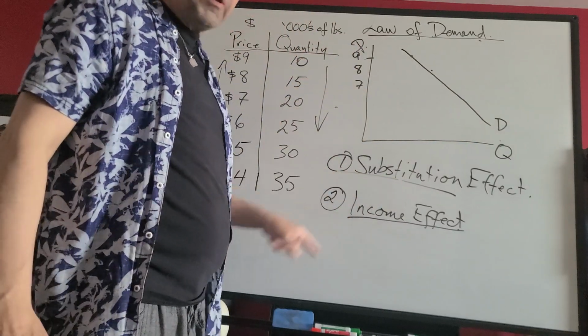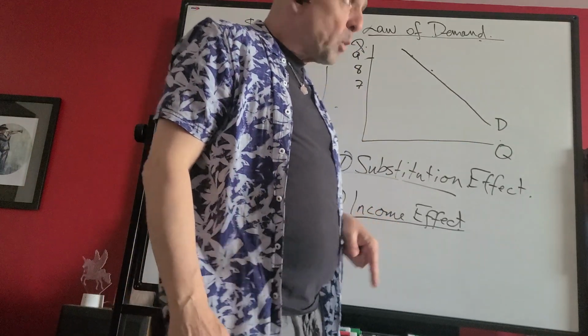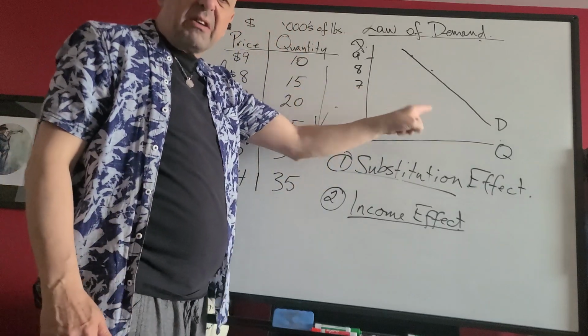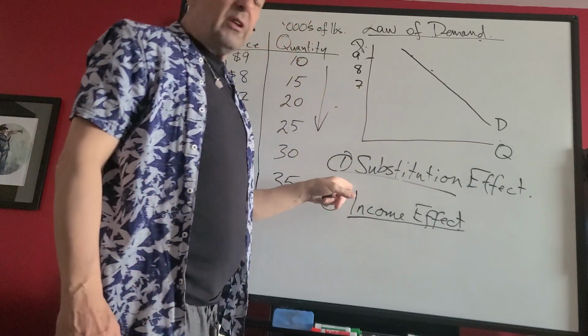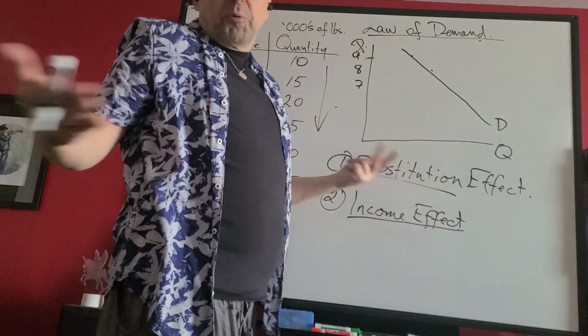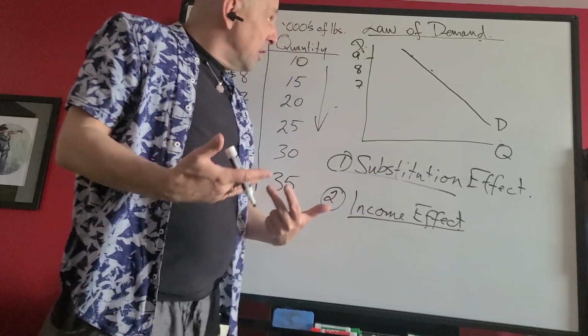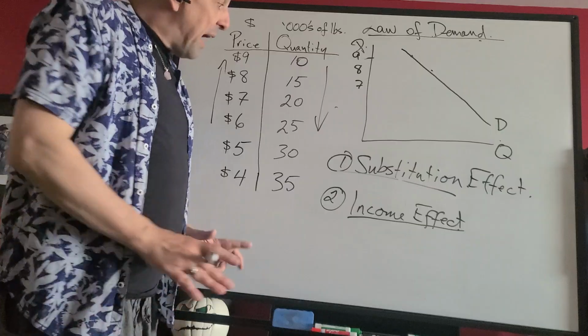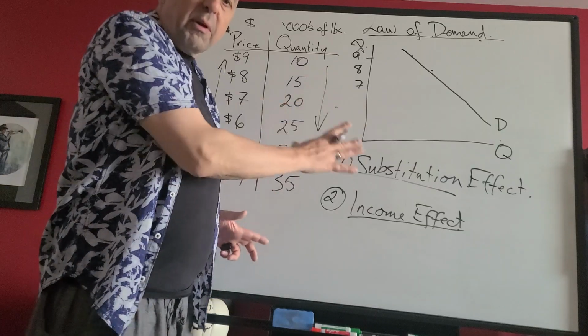So because of these two effects, we find this relationship. We're basically explaining it backwards, right? We're looking at something that takes place, and we're explaining the human behavior by using these two items. But it does make sense to us. So that is the basic law of demand.